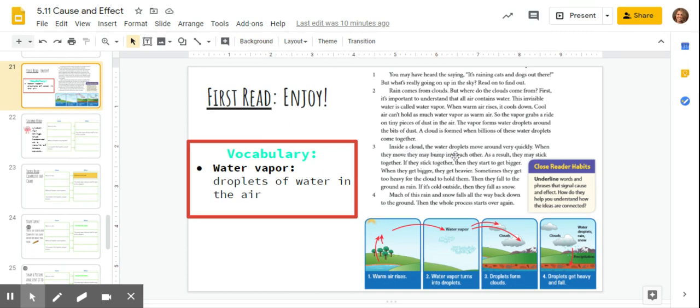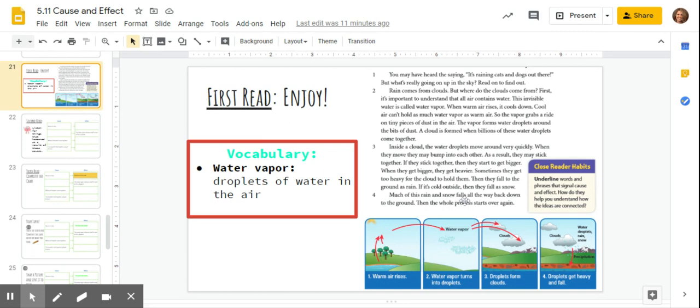Inside a cloud, the water droplets move around very quickly. When they move, they may bump into each other. As a result, they may stick together. If they stick together, then they start to get bigger. When they get bigger, they get heavier. Sometimes they get too heavy for the cloud to hold them. Then they fall to the ground as rain. If it's cold outside, then they fall as snow.